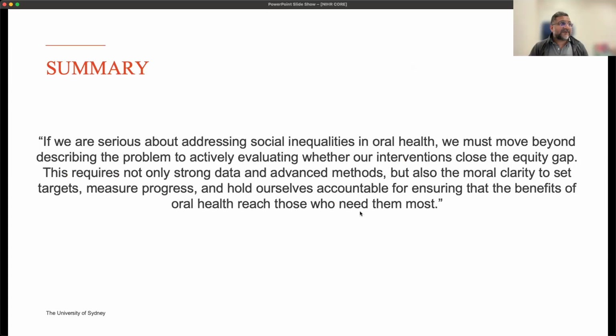So I'd like to summarize and leave you with this: if we are serious about addressing inequalities in oral health, we must move beyond just describing the problem to actively evaluating whether our interventions ever close the equity gap. This requires not only strong data and advanced methods, but also the moral clarity to set targets, measure progress, and hold ourselves accountable for ensuring that the benefits reach where they're needed. Thank you. With that, I'll close the presentation.